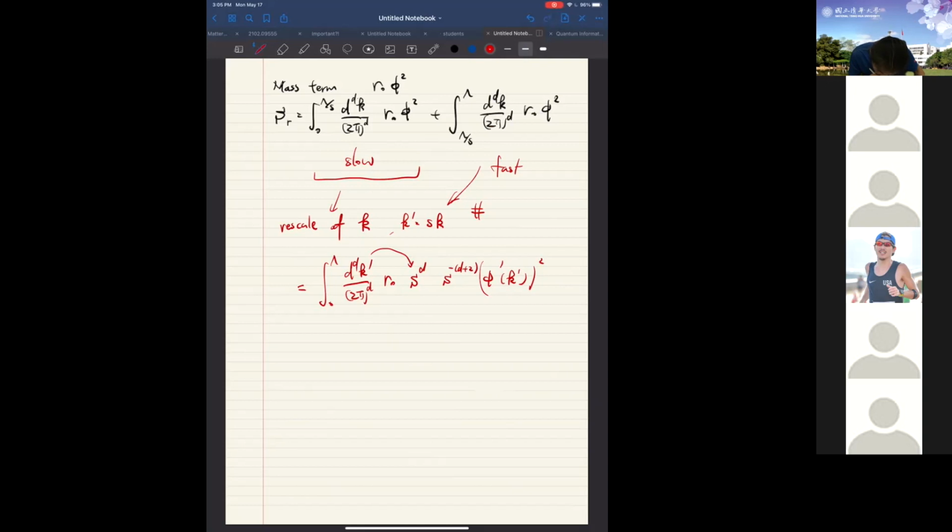Wait a second. So I have a d from this part, and then the rescale field, each one gives me minus d plus 2. So I think I should be left with... wait, there's something wrong. I need to check. Okay, did anyone find something wrong here?